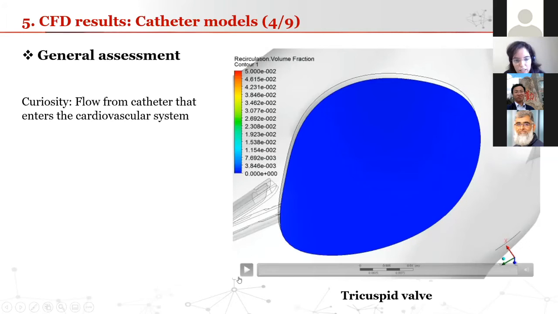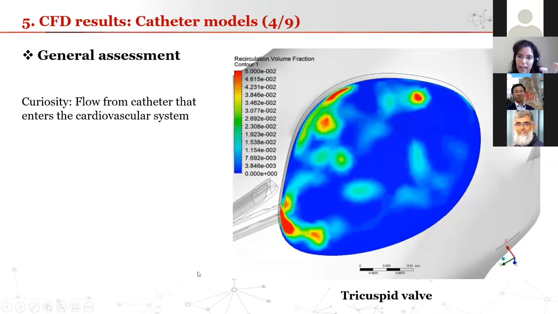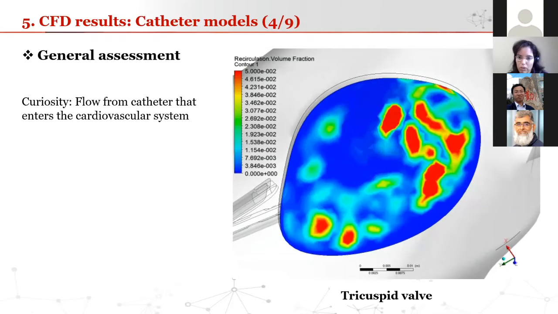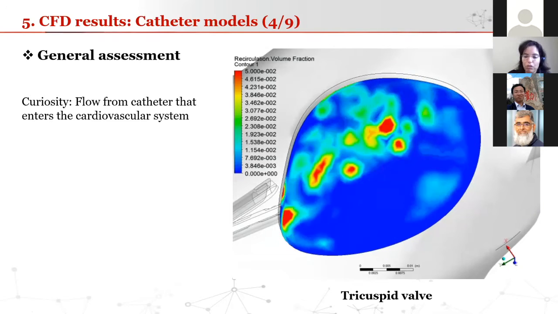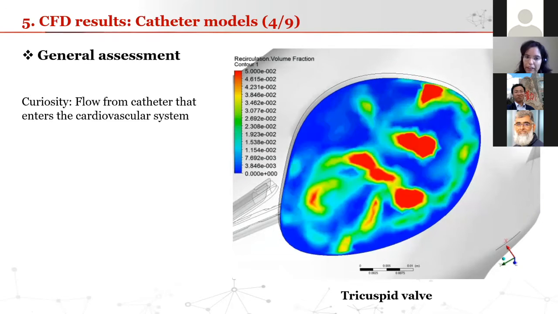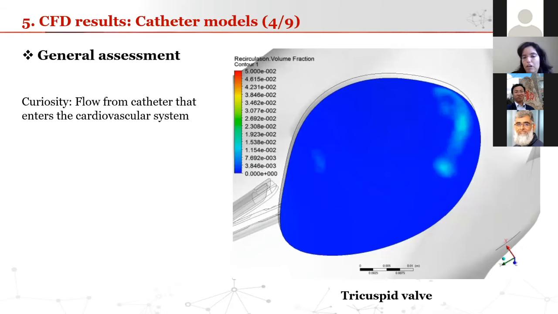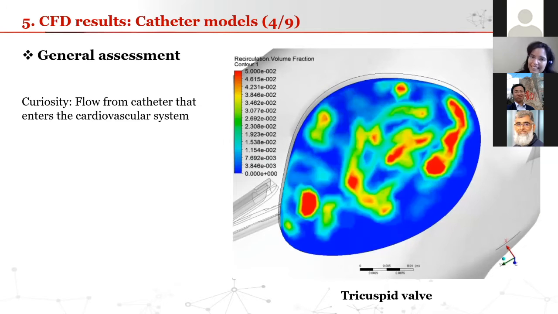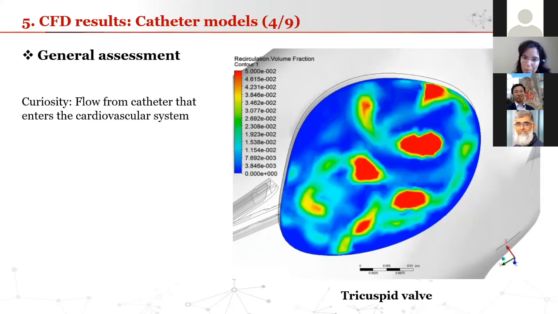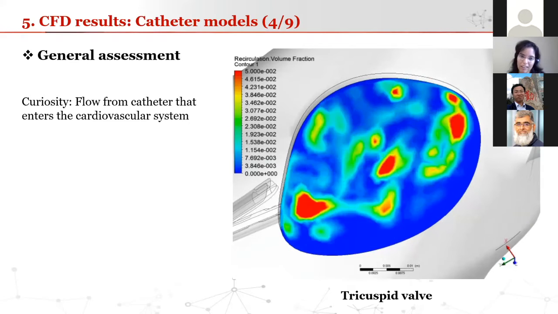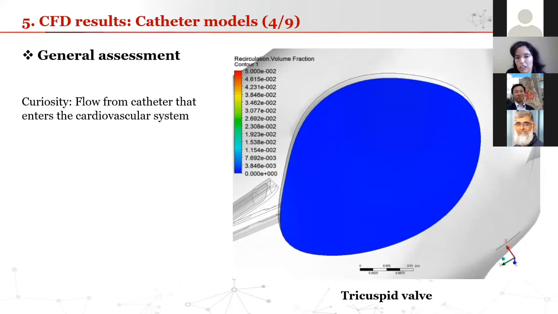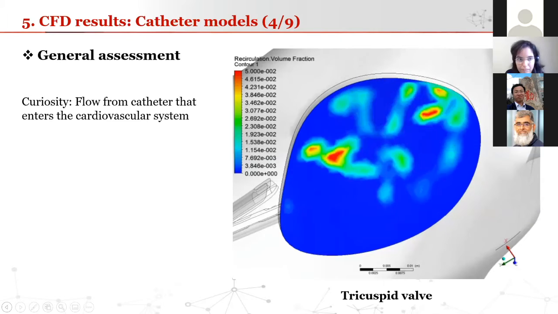So here we see that there is flow coming in. These red spots appearing are the filtered blood going through the valve and into the rest of the system. Unfortunately, we didn't have a lot of data from literature to compare this with, so we left this aside. But in any case, it's an interesting thing to look into in further studies.